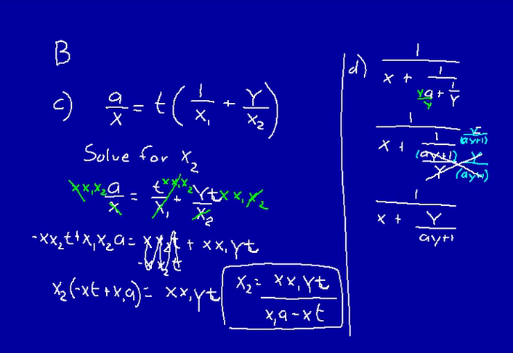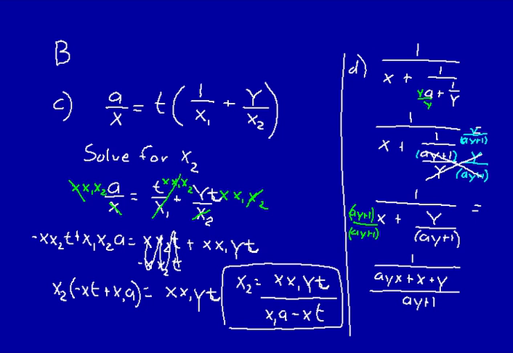Now, we need to multiply that x by ay plus 1 over ay plus 1 to get a common denominator again. This is our third simplification of fraction step here. And now we'll end up with 1 over, I'll just expand that out, ayx plus x plus y over ay plus 1.